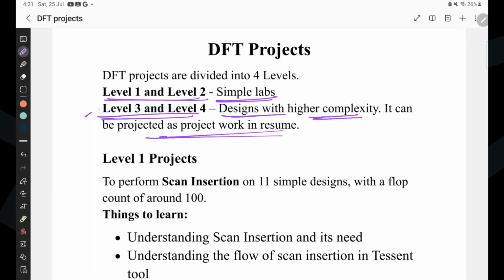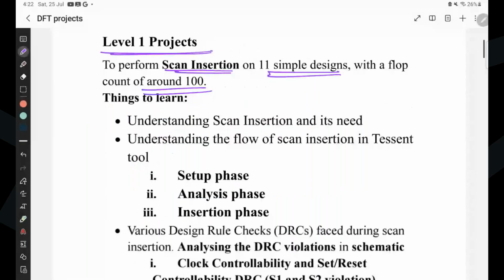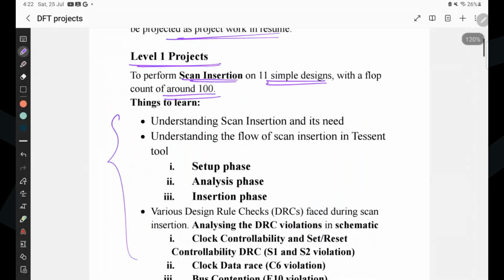Okay. In level 1 projects, we will be performing scan insertion on 11 simple designs. The flop count will be only around 100 or 200. As I told, level 1 and level 2 projects are simple labs, and complexity will be less. We will be understanding scan insertion and its need, and the flow of scan insertion in the Tessent tool.